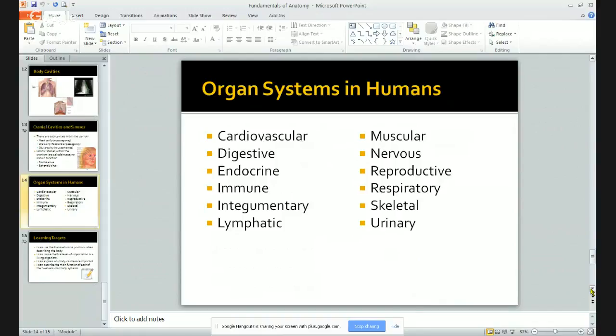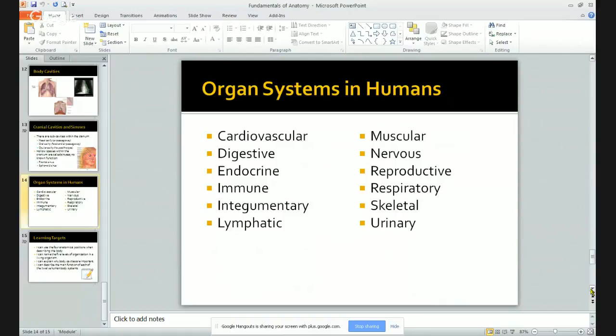Your nervous system, that one most people know also. That's your brain and spinal cord. It's the one that's going to be in charge of everything. It's going to be the one that tells all the other systems what to do and when to do it. It's going to regulate all of that. Your reproductive system, self-explanatory, creating other organisms like ourselves. Those are your reproductive organs like the uterus and the ovaries and stuff like that.